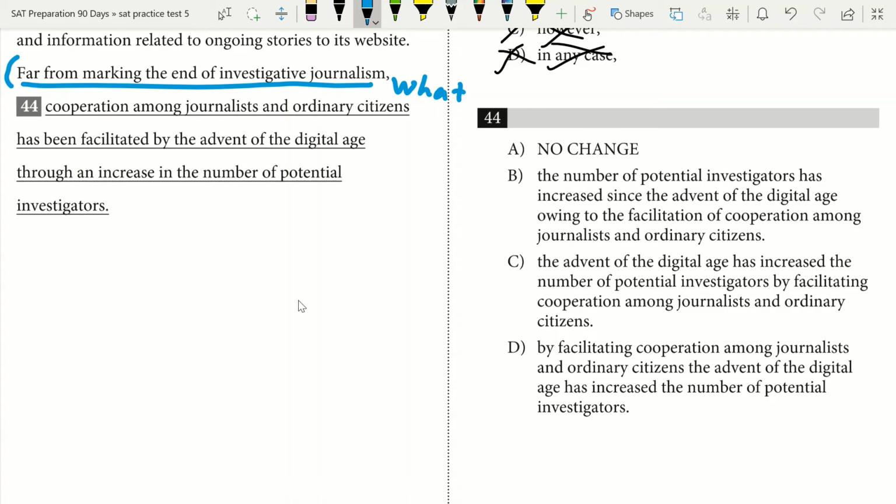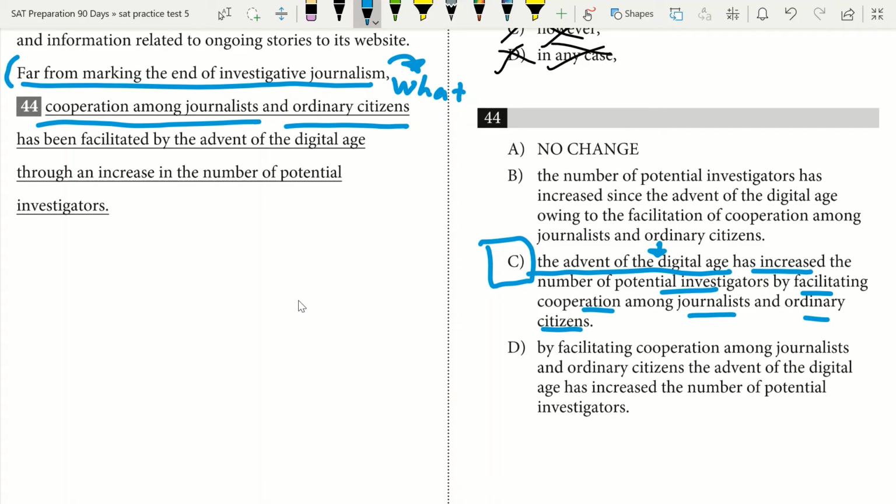So in this case we have the option "cooperation among journalists and ordinary citizens." Now, if you read this passage, you would understand that the modifier here needs to modify "the advent of the digital age." So C would have to be our correct answer, and I'll explain why. So in this passage, it talks about how far from marking the end of investigative journalism, the advent of the digital age, which it talks about being the introduction of technology in journalism, has actually increased the number of potential investigators by facilitating cooperation among journalists and ordinary citizens.